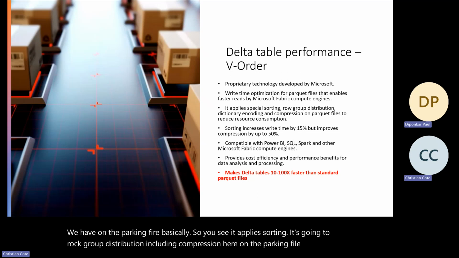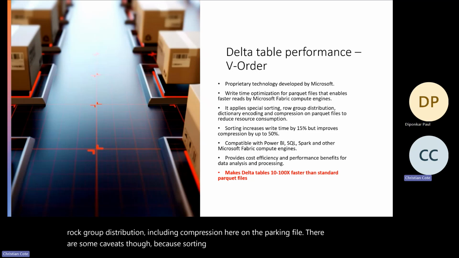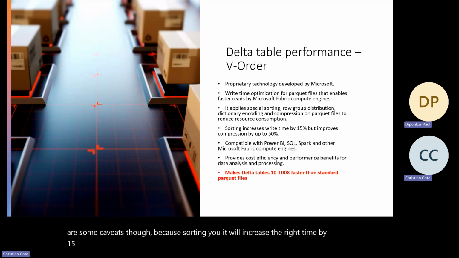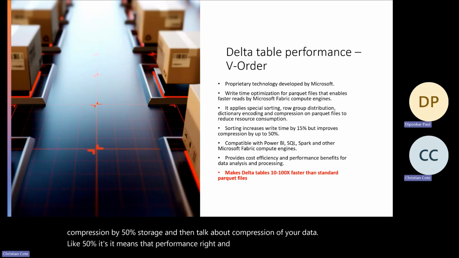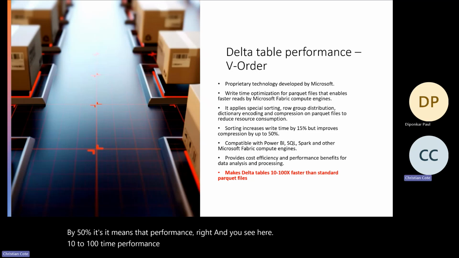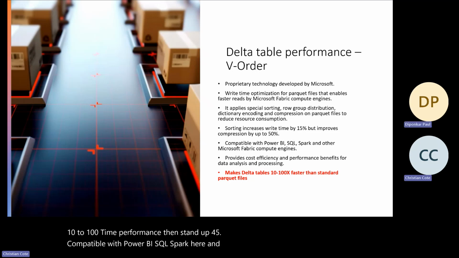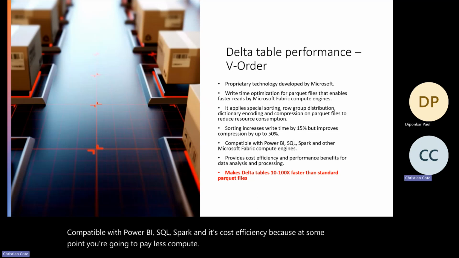There are some caveats though, because sorting will increase the write time by 15%. So no good for real time, right? Only good for batch here, but it improves compression by 50%. Storage, and when we talk about compression of your data by 50%, it means performance, right? And you see here, 10 to 100 times the performance of standard Parquet files. Compatible with Power BI, SQL, Spark here, and it's cost efficient because at some point you're going to pay less compute with that.